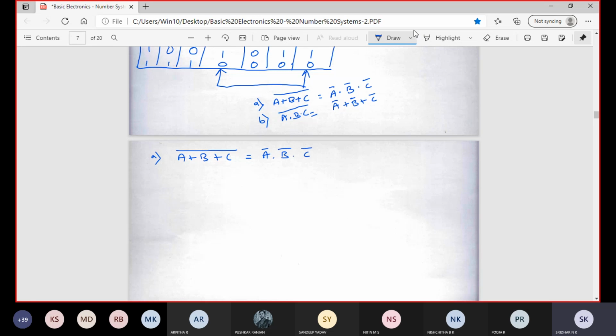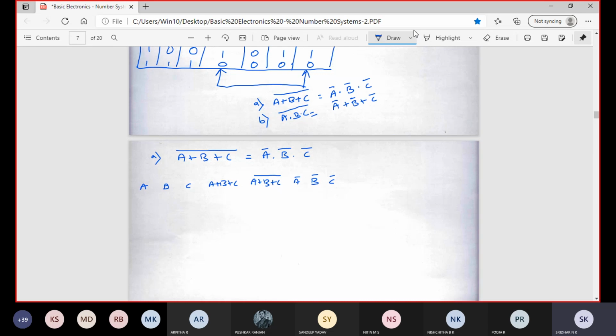So how many variables are there? There are three variables. Start writing that a, b, c. Next, a plus b plus c whole bar, not whole bar. Next, I need to write a plus b plus c whole bar. This completes LHS. Next, moving on to RHS, it is a bar, b bar separately, and c bar.